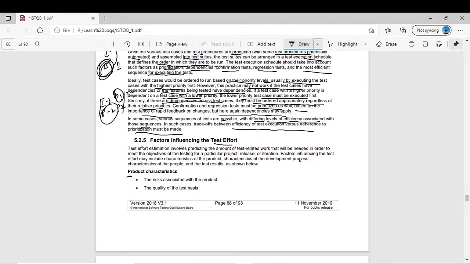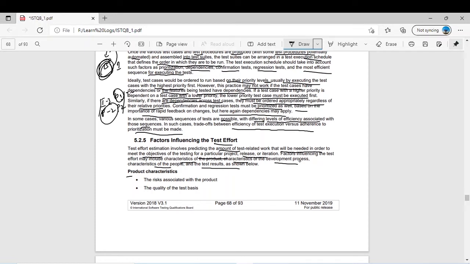Test effort estimation involves predicting the amount of test related work that will be needed in order to meet the objective of the testing for a particular project, release, or iteration. Estimation means you predict how much time or effort you will need for any testing activity for any product or release. You estimate at the start of the project, but there are some factors which can influence your estimation. Factors influencing the test effort may include characteristics of the product, characteristics of the development process, characteristics of the people, and the test results, as shown below.